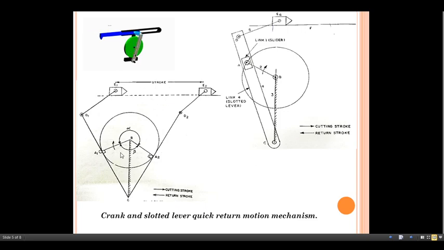So as per our discussion, this is the quick return motion mechanism. Whatever the time required for the cutting stroke and whatever the time required for the return stroke, the mathematical relation is: time of the cutting stroke divided by time of the return stroke, alpha divided by beta. So you can get the same formula. It will be more clear to you with the help of this picture.